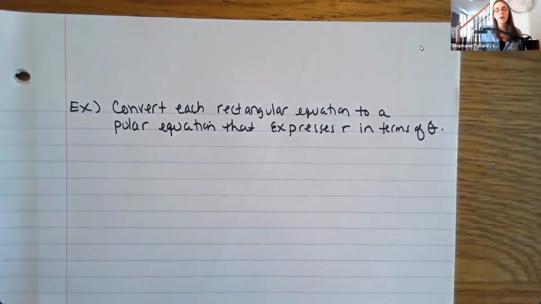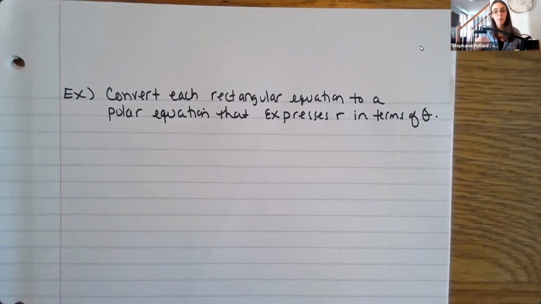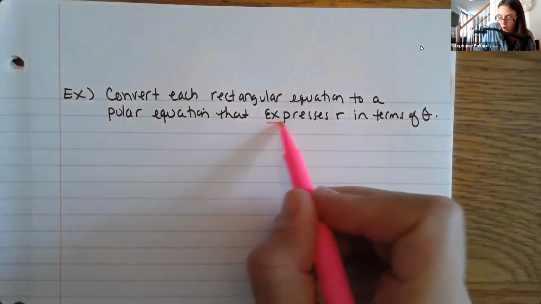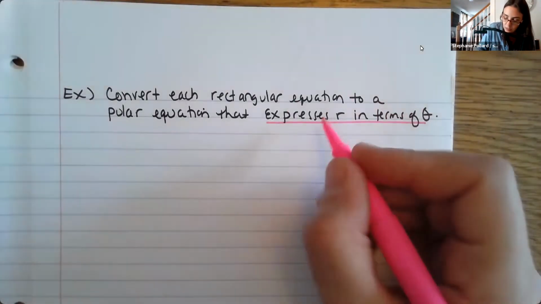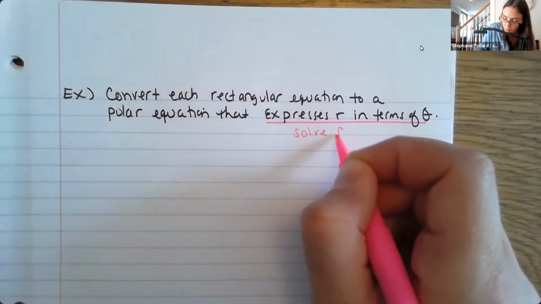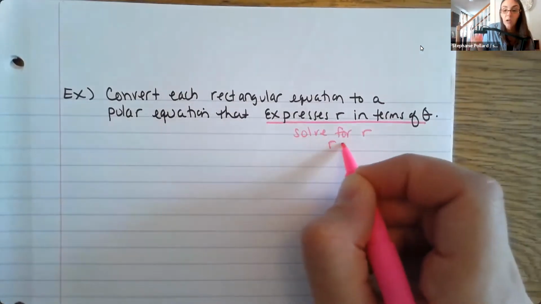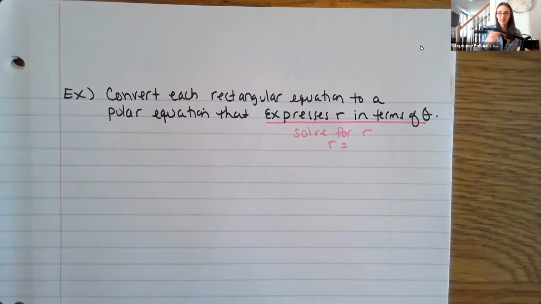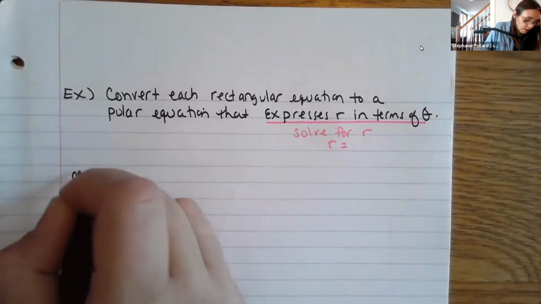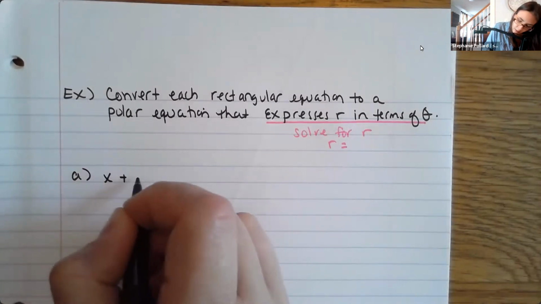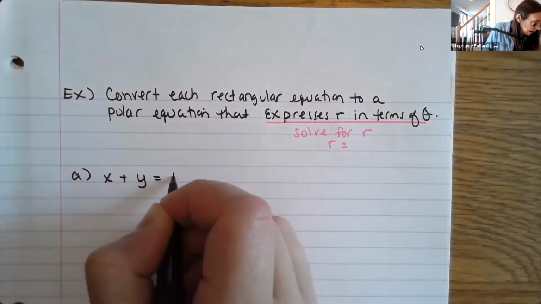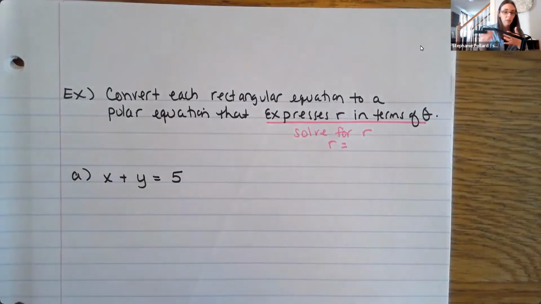All right, so we're going to convert each rectangular equation to a polar equation that expresses r in terms of theta. So what does that part mean? If you see expresses r in terms of theta, it just means to solve for r. So we want it to be r equals as our final result, just like the examples you just saw. All right, so for the first one, we're going to do x plus y equals 5. And again, these ones are pretty straightforward.